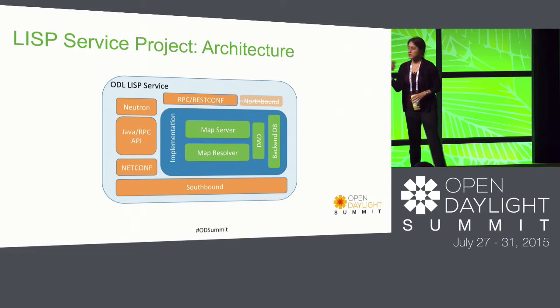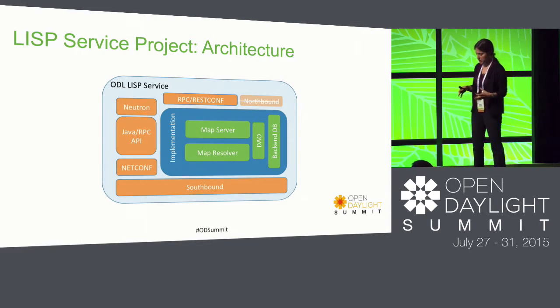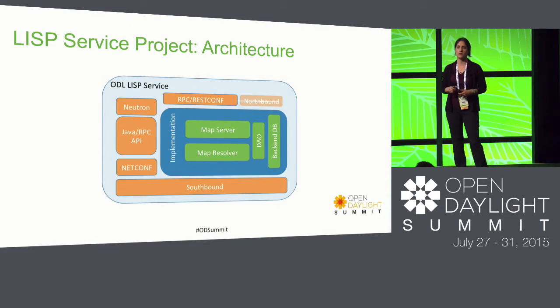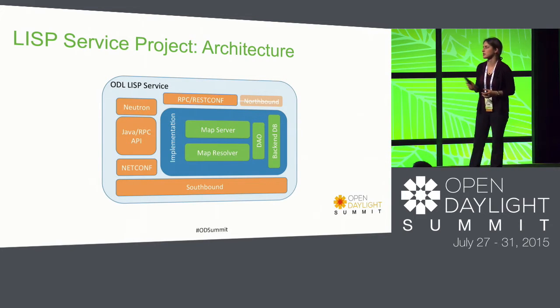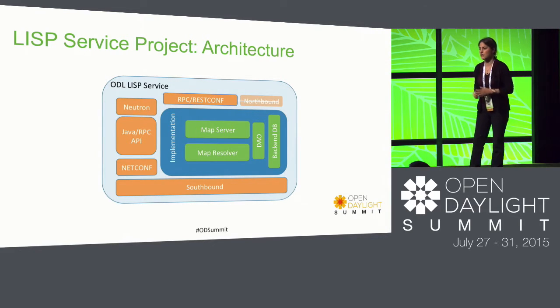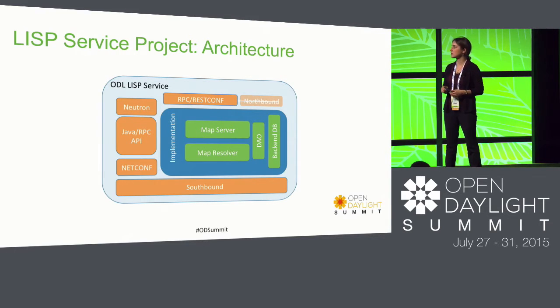So this captures the internals of the Lisp project in OpenDaylight. As we described, we have a northbound module. We had a northbound API bundle in the first release, which is now deprecated and won't be supported in future releases. And we've fully moved to RESTconf and RPC APIs, starting in Lithium.